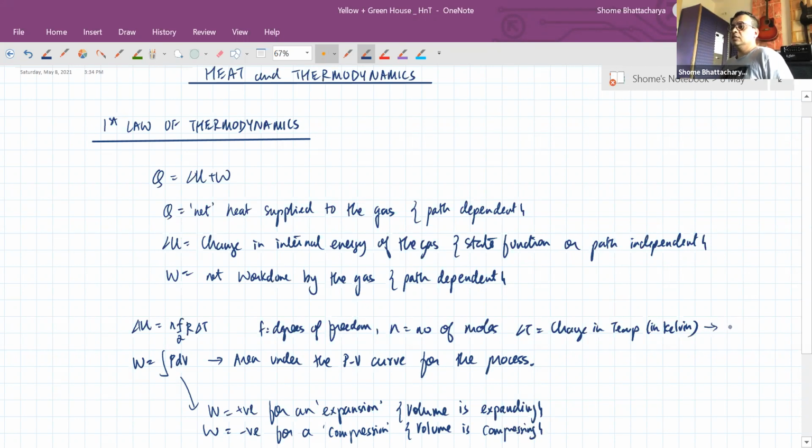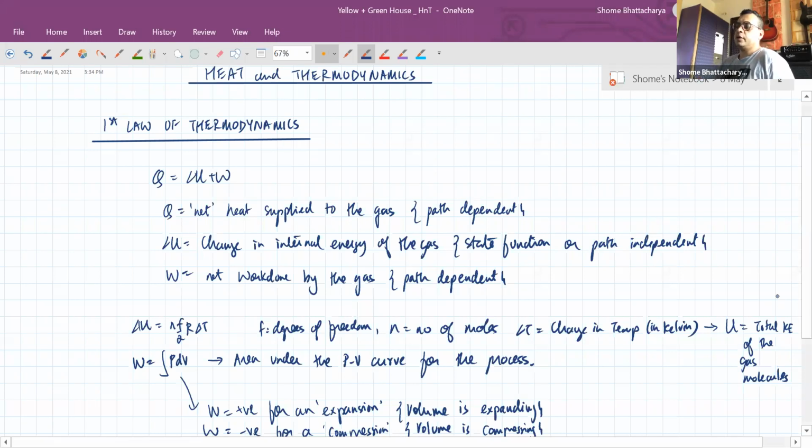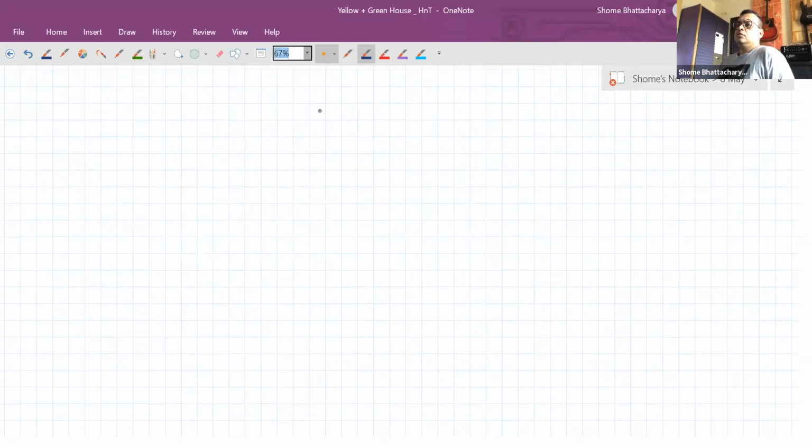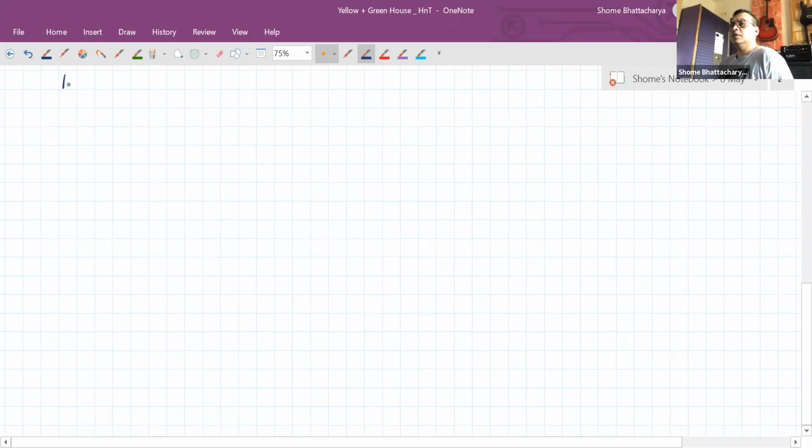And also to understand here that U is the total kinetic energy of the gas molecules. And that's how we got the formula for change in internal energy from the application of law of equipartition of energy and all that from kinetic theory of gases. So now continuing ahead, we will look at the applications of first law to standard type of processes.